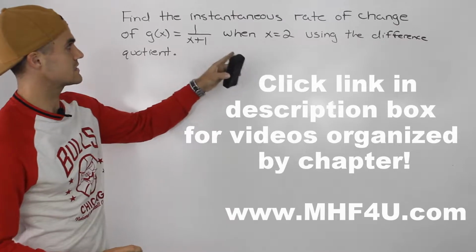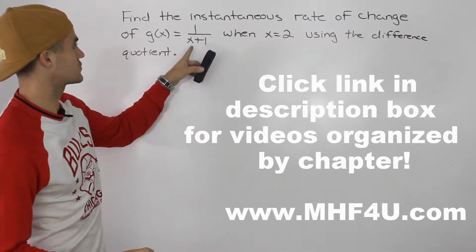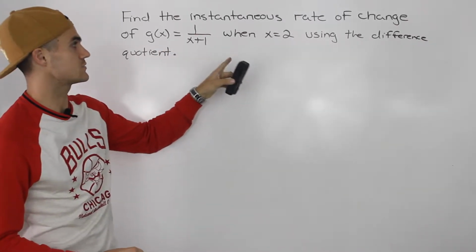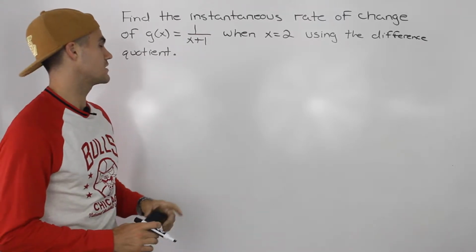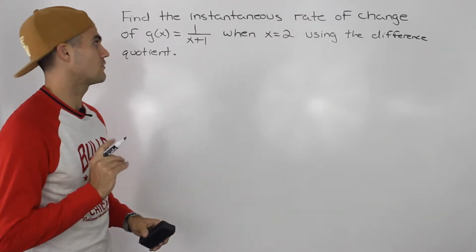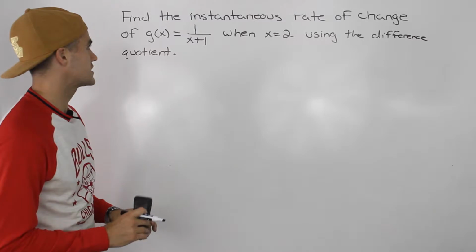We have to find the instantaneous rate of change of g of x equals 1 over x plus 1 when x is equal to 2 using the difference quotient. Now, this question is fairly tough.